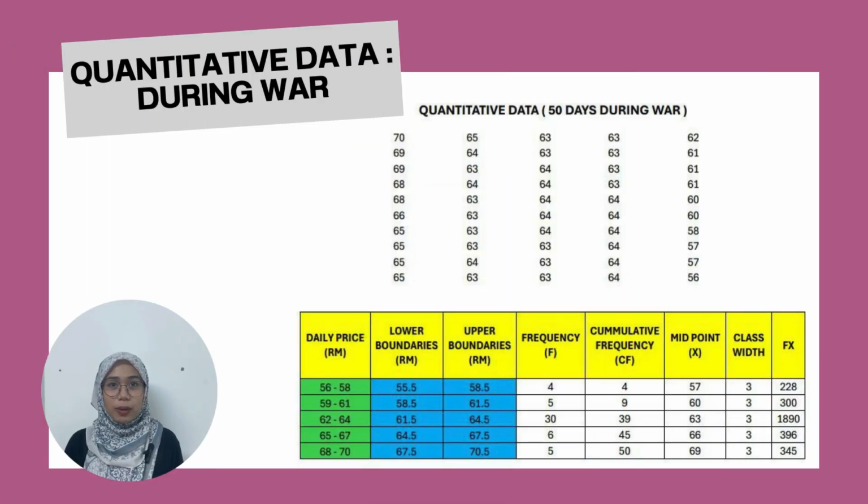Now I'm gonna talk about quantitative data during war. The daily price for quantitative data is a difference of two-digit numbers between two numbers. We can see the 56 and 58 and 59 within 61. For lower boundary and upper boundaries, there is a difference of 0.5.